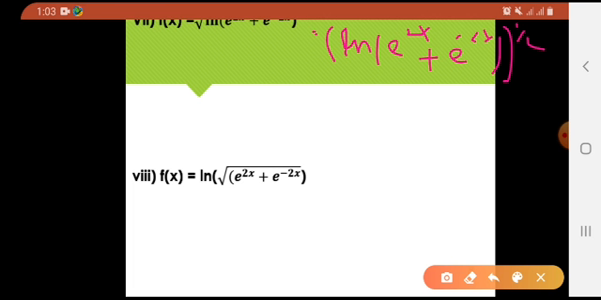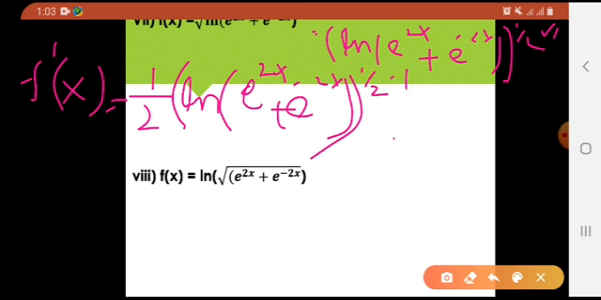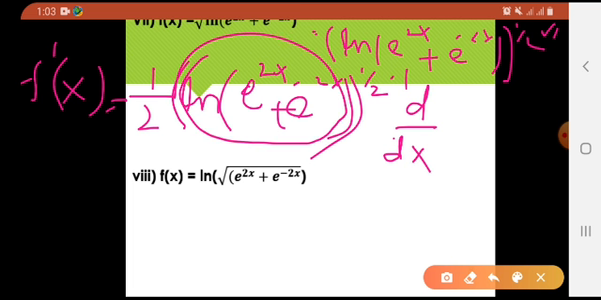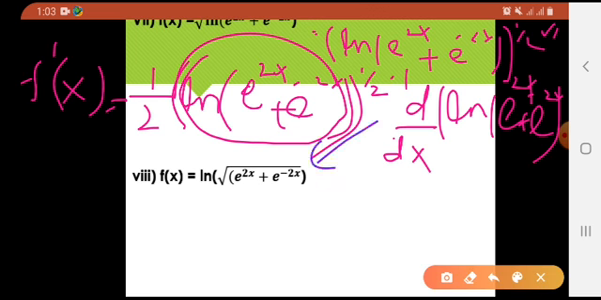So I'm going to find the derivative. Whenever there is a whole power, we all know the power rule applies, right? So I'll be applying derivative on both sides. f dash of x equals the power, natural log of whatever is given, and power minus 1. Done? Now what? Further derivative of this thing: natural log of e raised to the power 2x plus e raised to the power minus 2x. Clear? Let us write it down here.